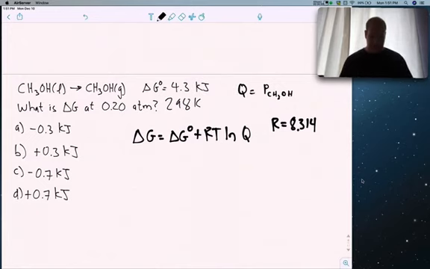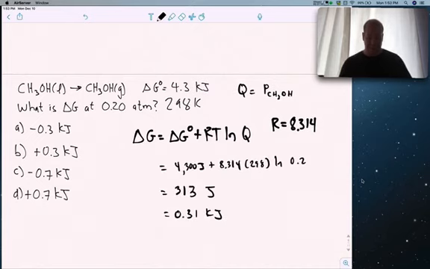So why don't you try this one out for this equation. Methanol liquid to methanol vapor, the delta G is that. What is delta G at 0.2 atmospheres? A little hint with this, the Q is going to be 0.2 atmospheres because that's just the methanol vapor. So why don't you try this one out?